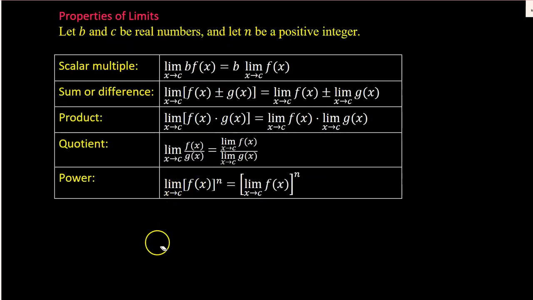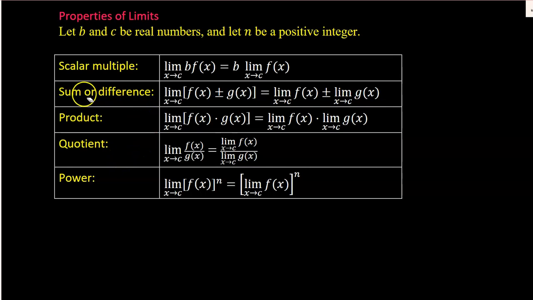All right, here are some properties of limits that you need to be familiar with. First of all, the scalar multiple property. If you have the limit of a function that's being multiplied by a constant, you can take the constant out front, and then you can just go ahead and take the limit of the function and then multiply by the constant afterwards. Now, these next few properties are really cool.